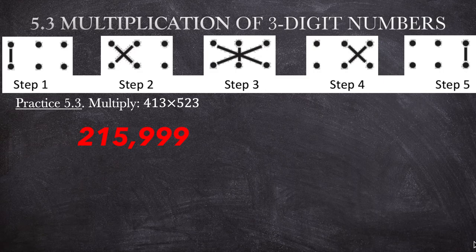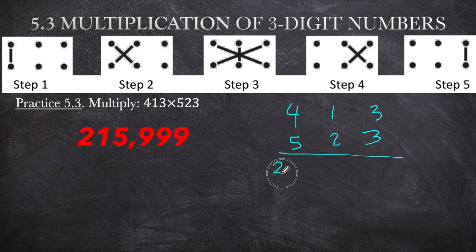215,999. Okay, 215 times 999. So how did we end up with that answer? Let's show it. 413 times 523 is going to give us what? So step 1, 4 times 5 is going to give us 20. Step 2, 4 times 2 is 8, plus 1 times 5 is 5. So 8 plus 5 is going to give us 13.